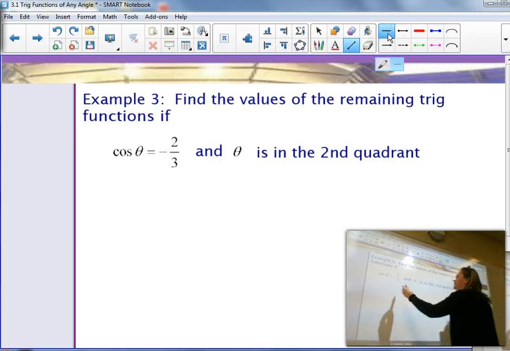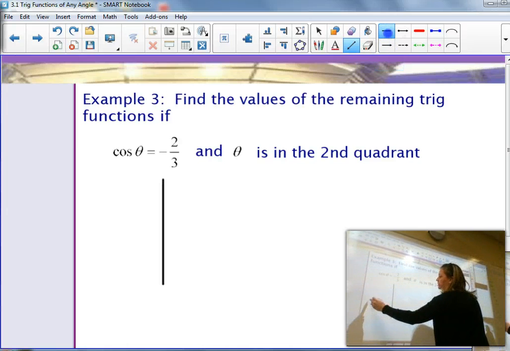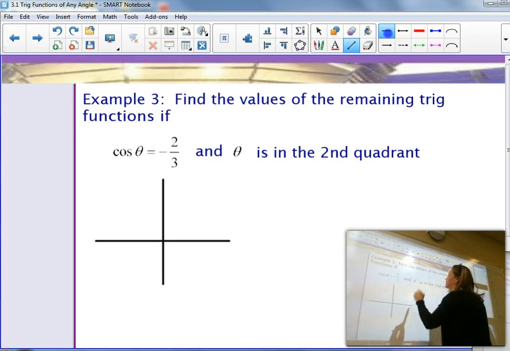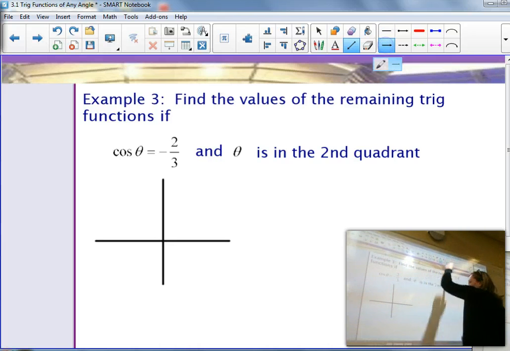Alright. Okay. Alrighty. So, give yourself a graph. Alright, guys. Let's not reconsider. What do you mean? It doesn't matter.